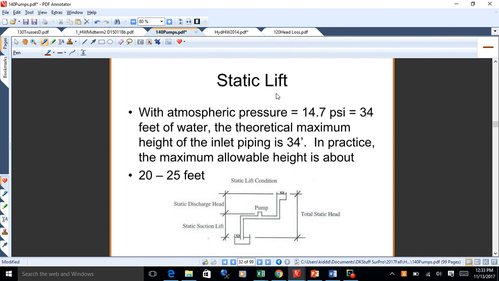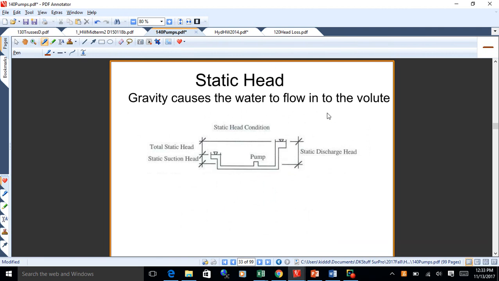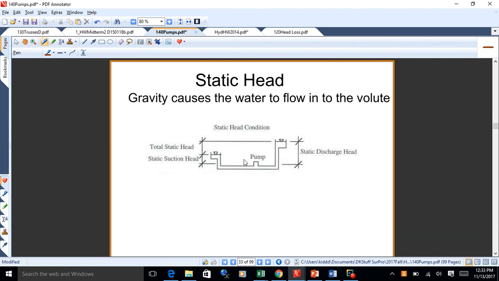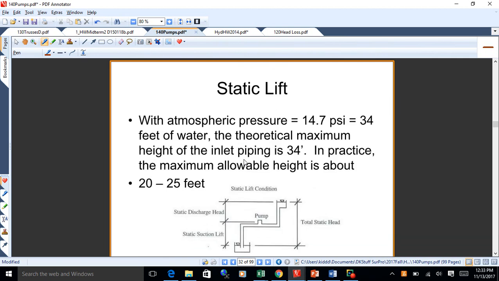And now you can get into trouble if you try and lift too high. You can get into what's called cavitation, which we'll talk about a little bit later. But you could have a lot of trouble in your volute if you're trying to lift water too high. Or if you have too much head loss on the suction side. So minimize the fittings, minimize the valves and everything on the suction side. Put them on the discharge side. That's the basic idea there. Okay, so that's static lift.